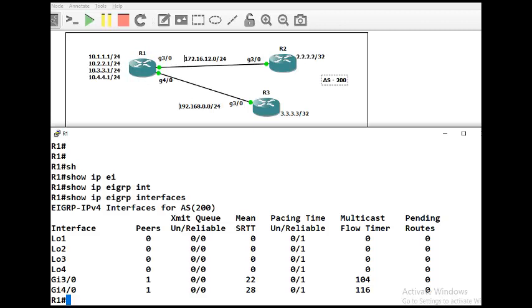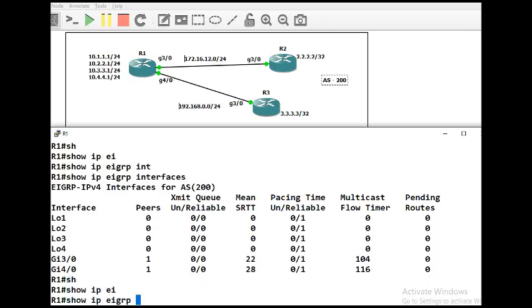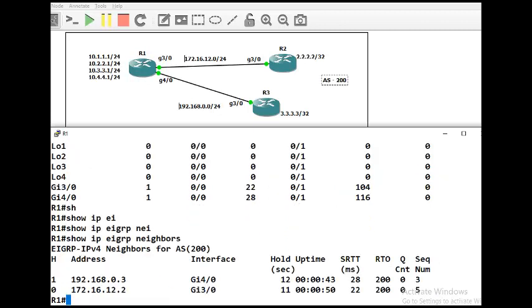Next, show IP EIGRP neighbor. And here we see there are two neighbors. One is 192.168.0.3. You see that number 3 means router 3, and number 2 means router 2. And router 3 is connected via 4/0.